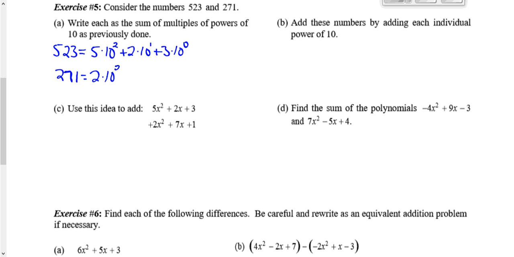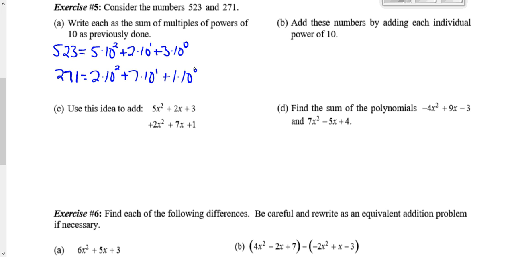2 times 10 squared plus 7 times 10 to the first plus 1 times 10 to the 0. Now they want us to add these things. And remember, when we're going to add them, we're going to think about combining like terms. If they have the same base with the same exponent, they'll be like terms. So let's do it this way.